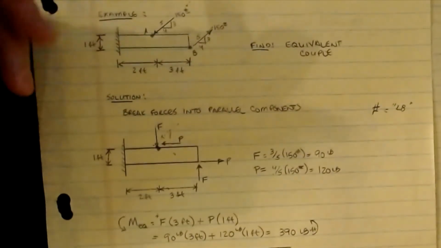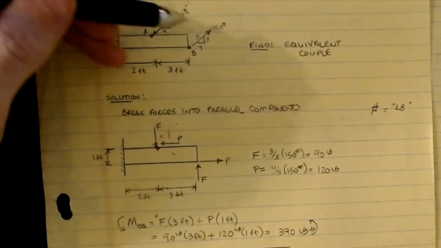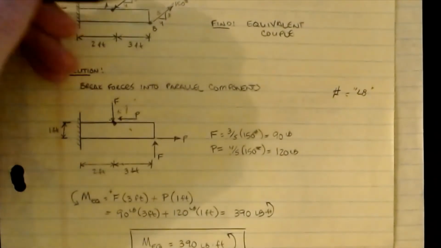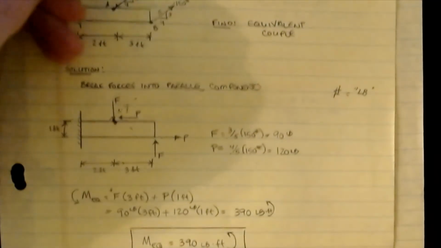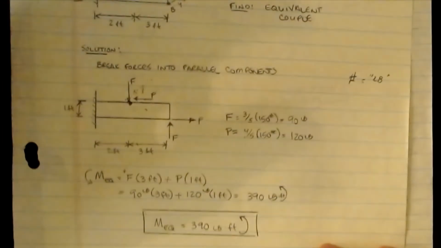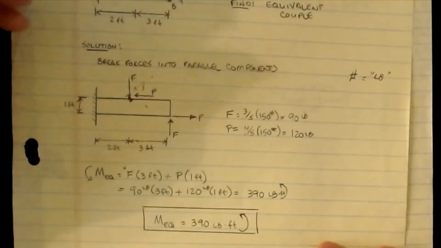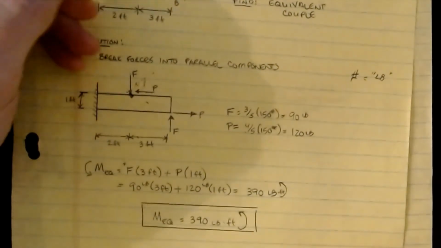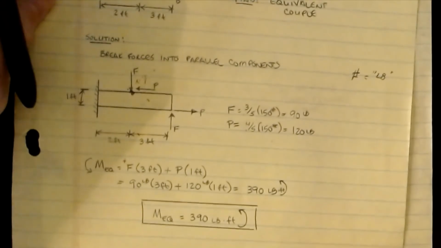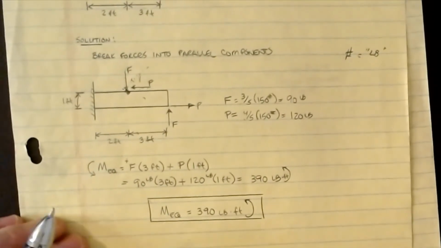So the equivalent couple of these 150-pound forces is 390. Now I could back out and say, well, what's the perpendicular distance between those lines? If I took 390 and divided by 150, I could get that. It'd be a little less than 3, around 2.7 or 2.8, would be the perpendicular distance between those two lines. So anyway, that's what we're doing with our force couples.